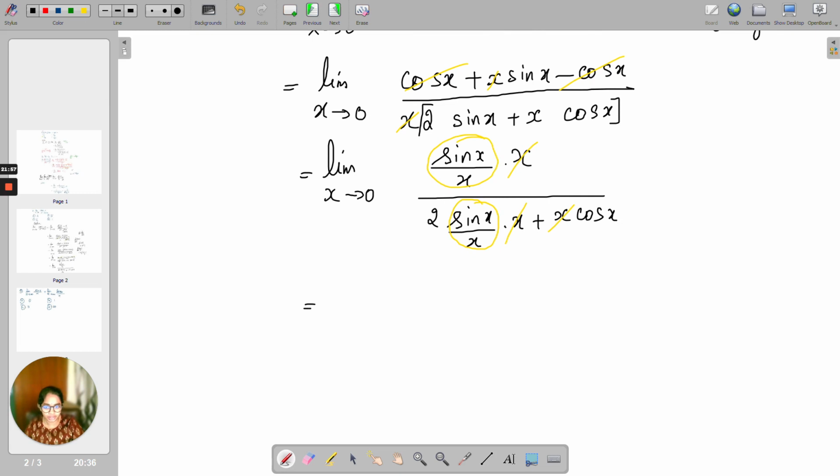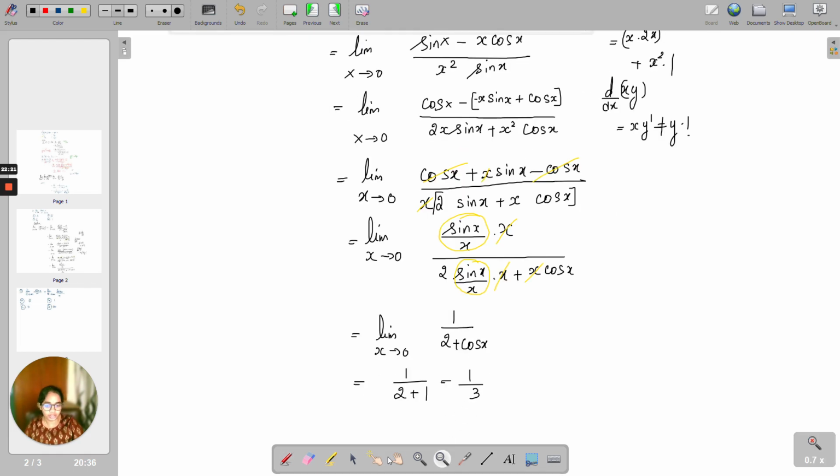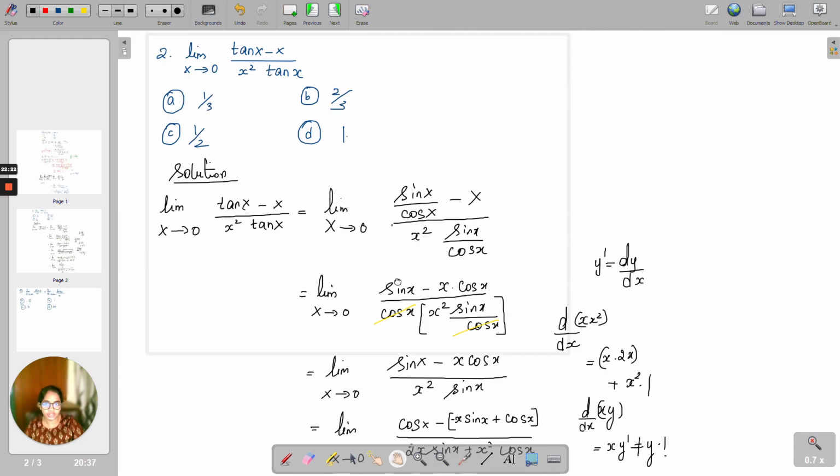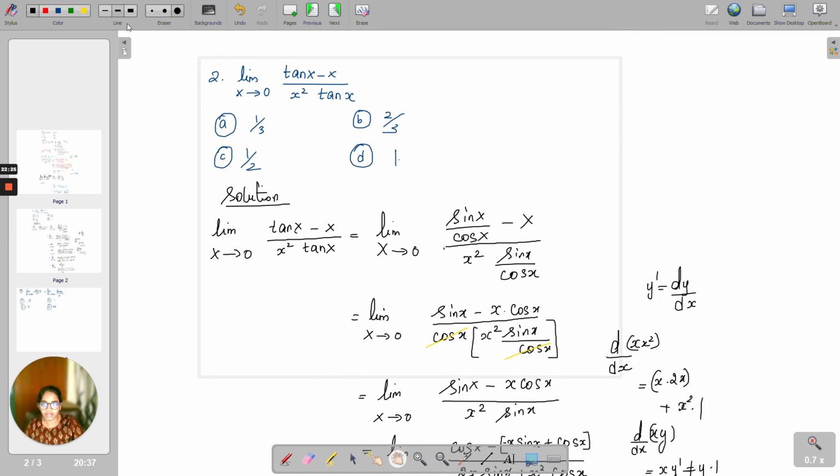We get limit x tending to 0, 1 divided by 2 plus cos x. Yes, so after applying the limits, we would get 1 divided by 2 plus cos 0, which is 1. So that is 1 divided by 3. Okay, so this is option A, right? 1 divided by 3.